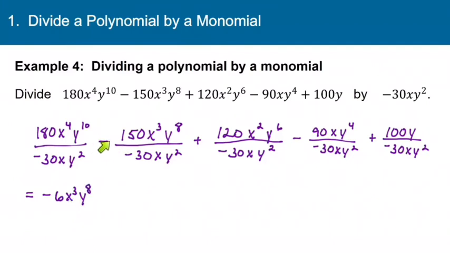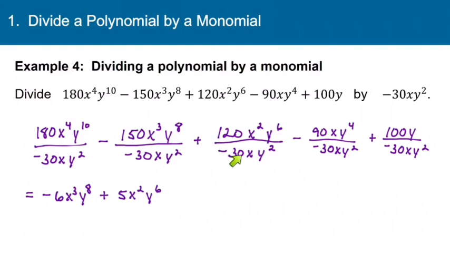second term, we have negative 150 divided by negative 30. Now, negative divided by negative is positive. 150 divided by 30 is going to be 5. So this is going to be plus 5. With our x's, we have x to the third divided by x, that's x squared. And with our y's, we have y to the 8th divided by y to the 2nd, that's y to the 6th. Now moving on to the third term.